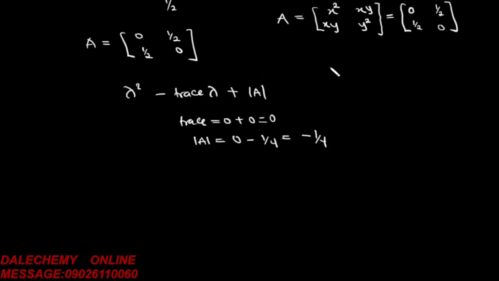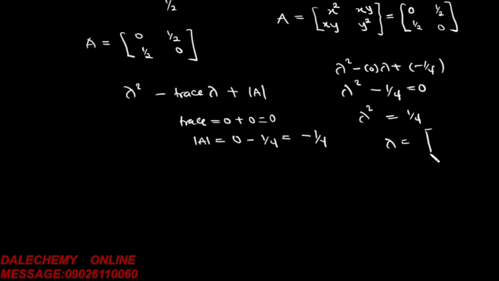So our characteristic equation will become lambda squared minus the trace, which is 0, minus 0 lambda, then plus the determinant, which is minus 1 over 4. So lambda squared minus 1 over 4 equals 0. So that's the characteristic equation. This is what we are going to solve to get lambda. Easily we can say that lambda squared equals 1 over 4, and lambda will be equal to the square root of 1 over 4. So lambda will be equal to plus or minus 1 over 2.